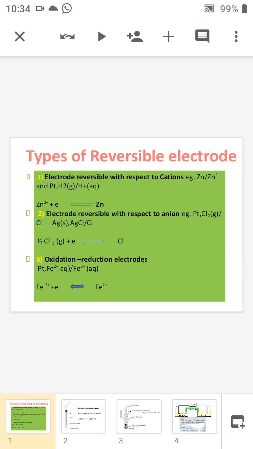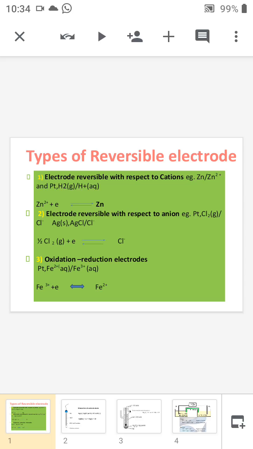Good morning, everybody. Today we are discussing the types of reversible electrode, which I already discussed in the live classes, but I think due to some technical error, many of you couldn't attend the live classes because of some network issue. That's why I am repeating the class here. So, the types of reversible electrode.